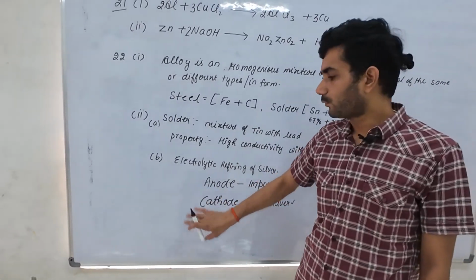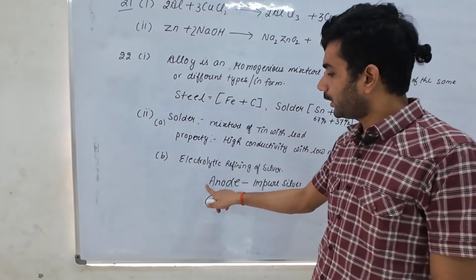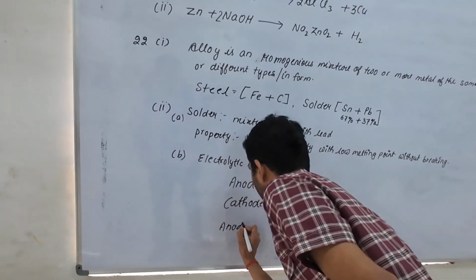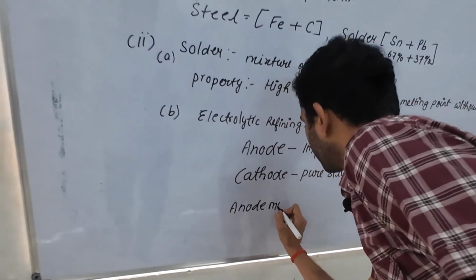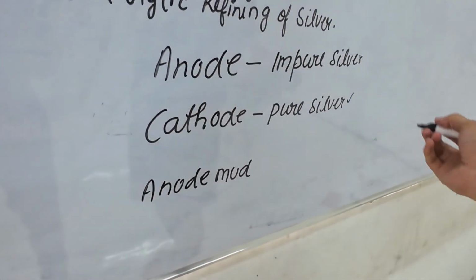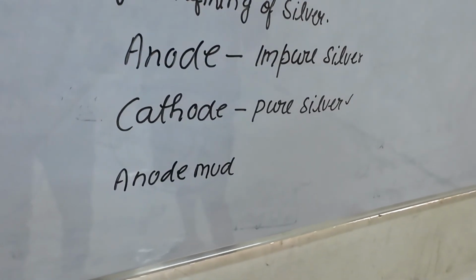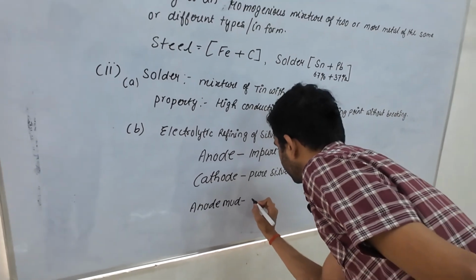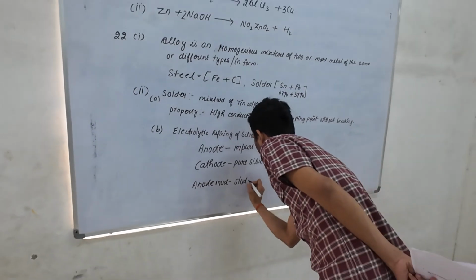But in this case what will happen? Below the anode, what is there? You can find the anode mud. Anode mud is nothing but a sludge of impurities. Better you write: sludge of impurities.